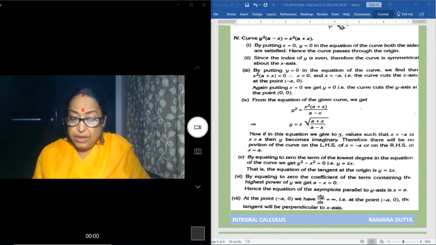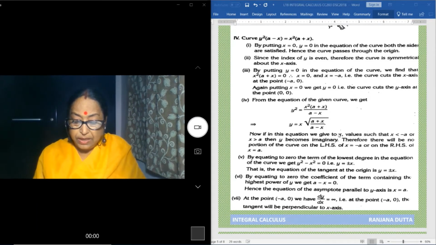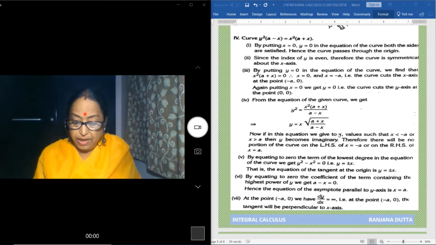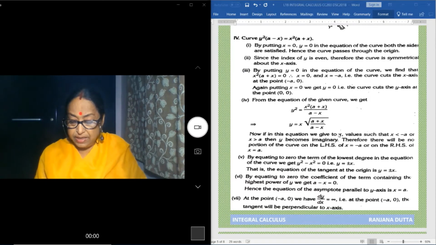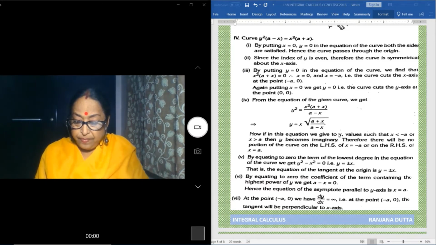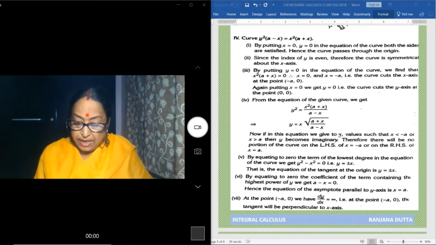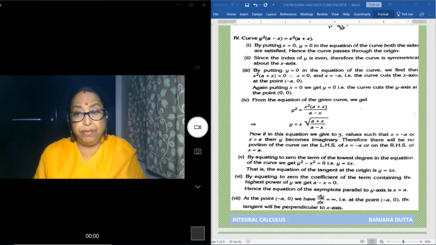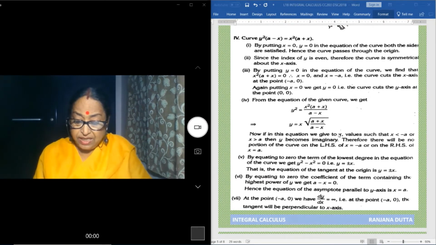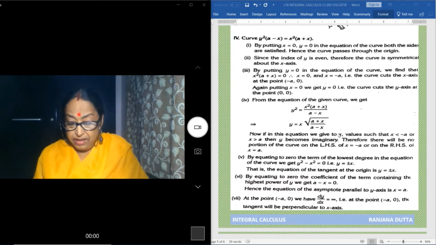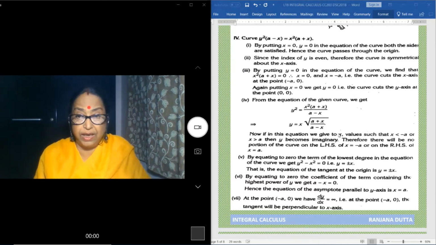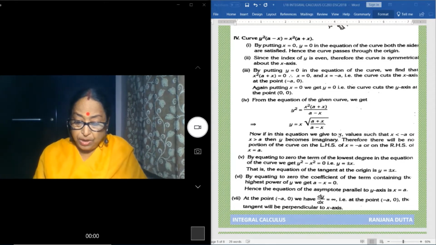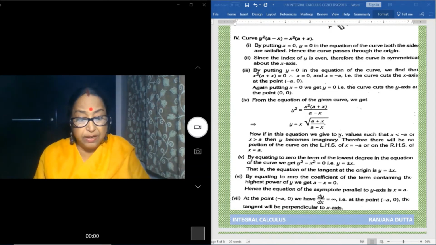The equation of the curve can be written as y square equal to x square into a plus x divided by a minus x. If x is negative, y square will be imaginary. If x is greater than a, then also y becomes imaginary. So no portion of the curve will lie there.